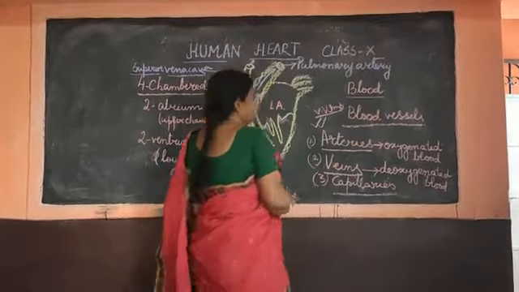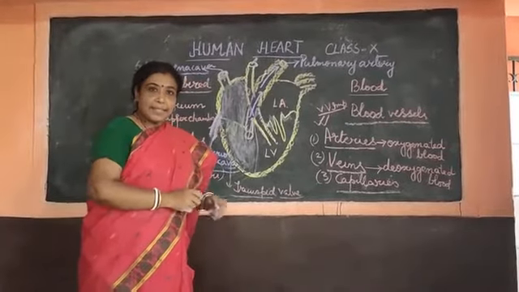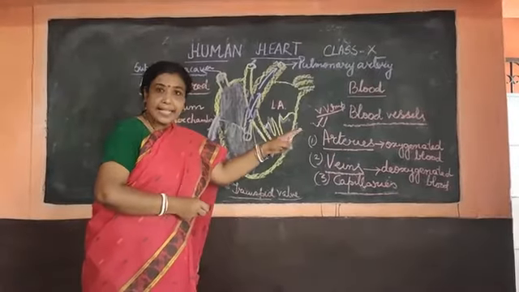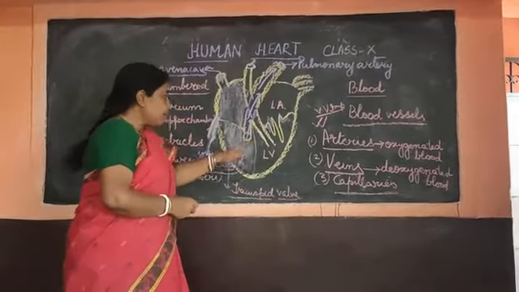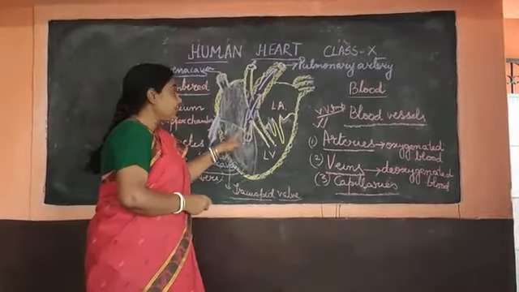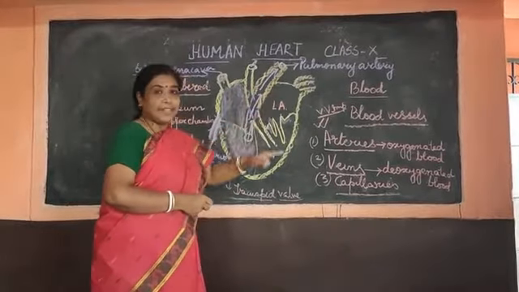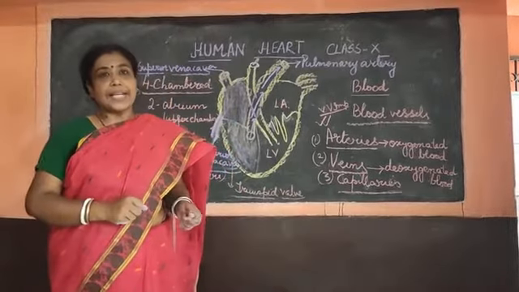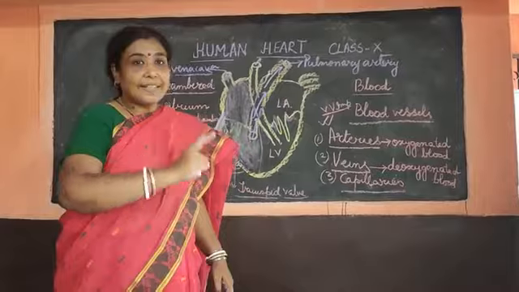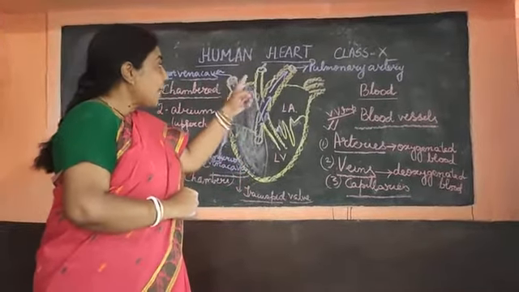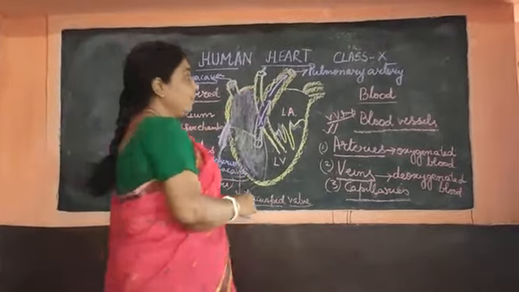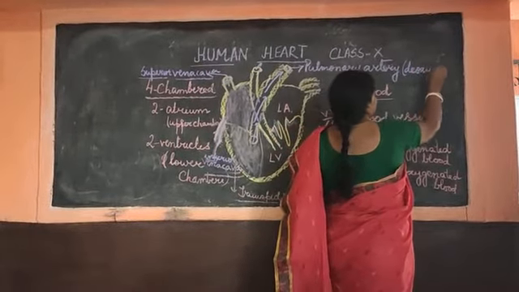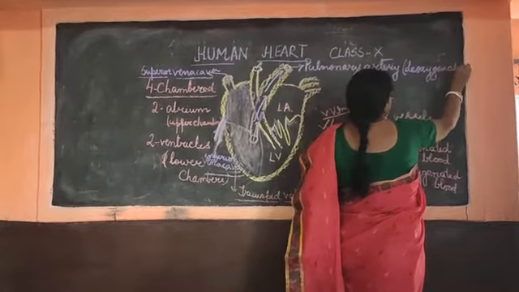Pulmonary artery. But children, you all will be asking me that you have taught that arteries carry oxygenated blood. Of course, arteries carry oxygenated blood, but there is only one exception. One exception is the pulmonary artery. And this pulmonary artery, you know why it is exceptional, because it carries deoxygenated blood. What does it carry?